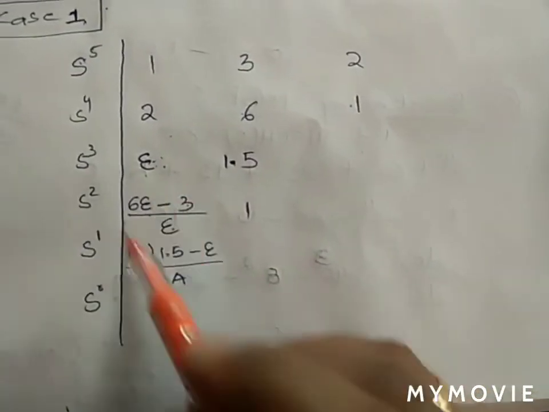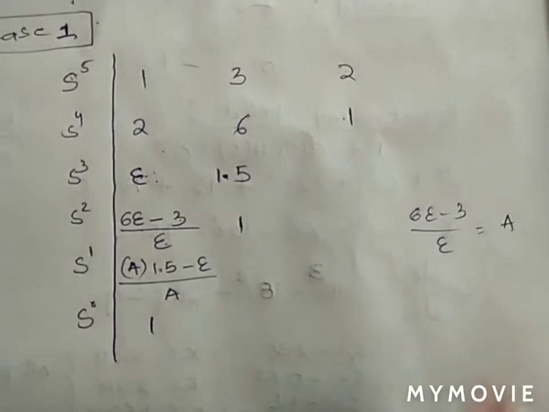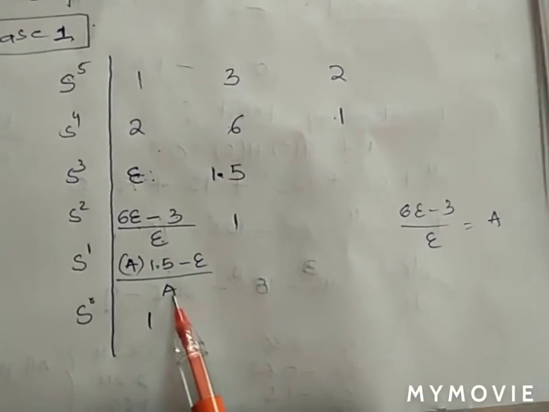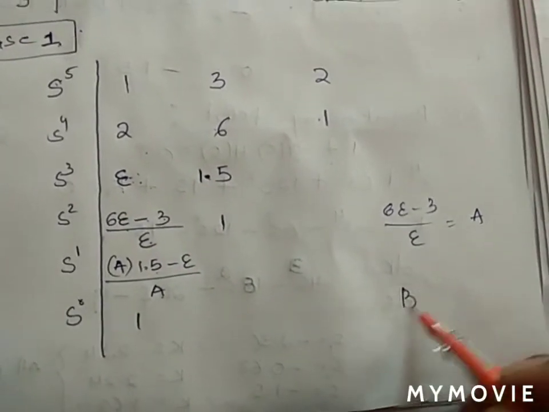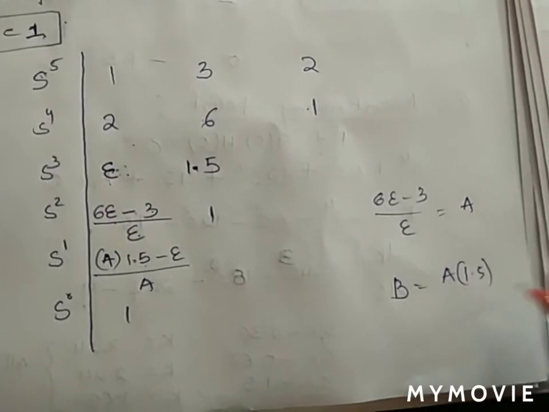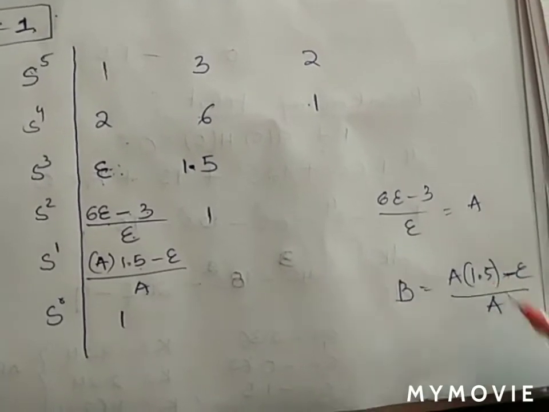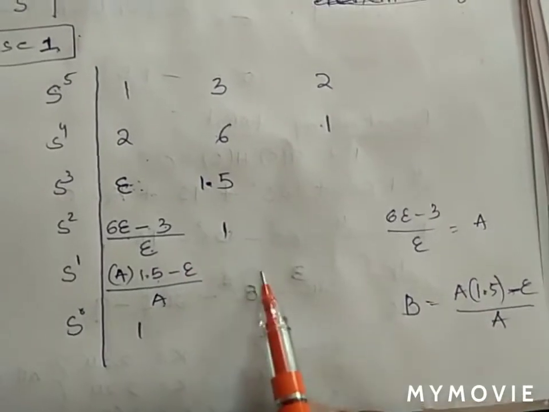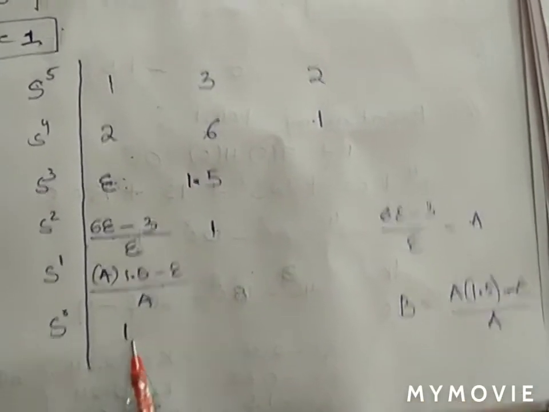Then this 6e minus 3 divided by e, I am taking it as a. So a into 1.5 minus e divided by a. Then this whole term I will consider as b. It equals a into 1.5 minus e divided by a. Then b into 1 minus 0 divided by b. So b will get cancelled, we will get only 1.